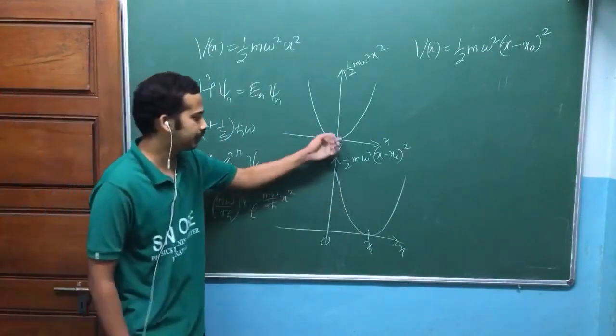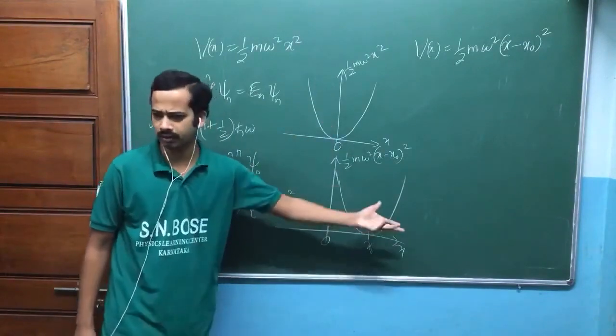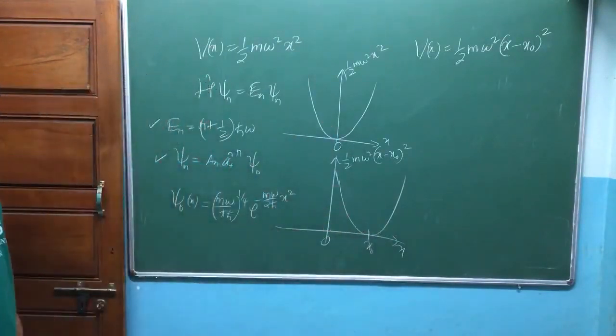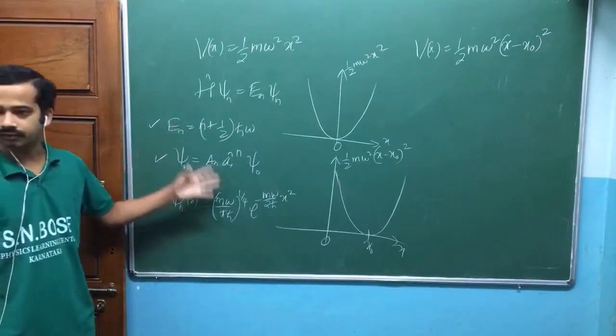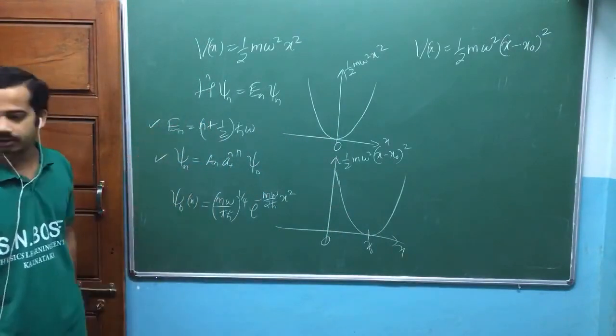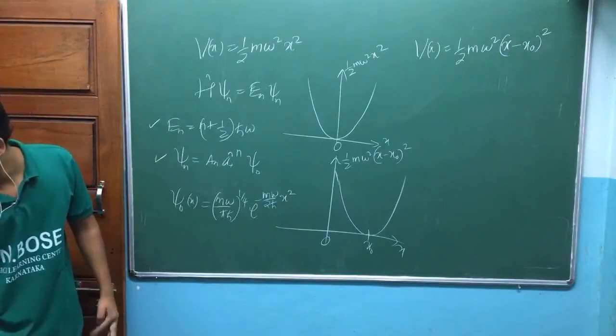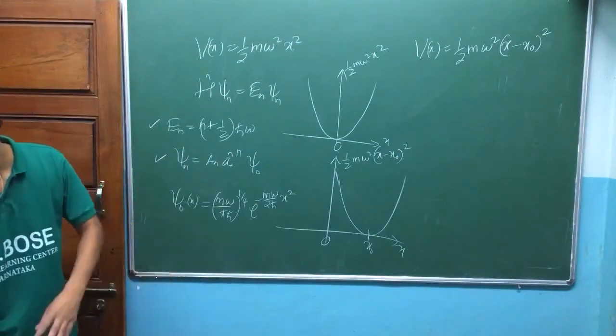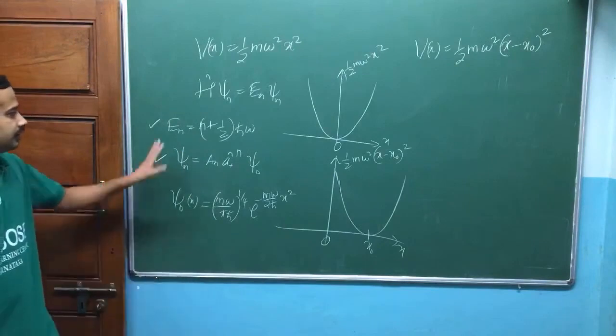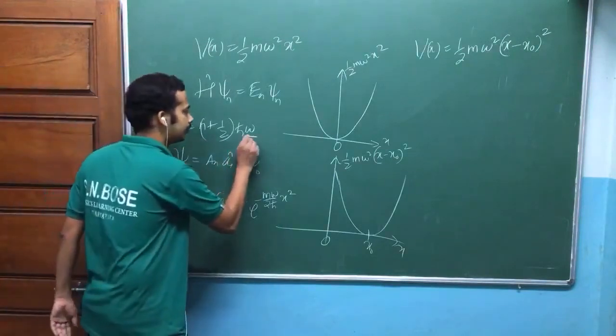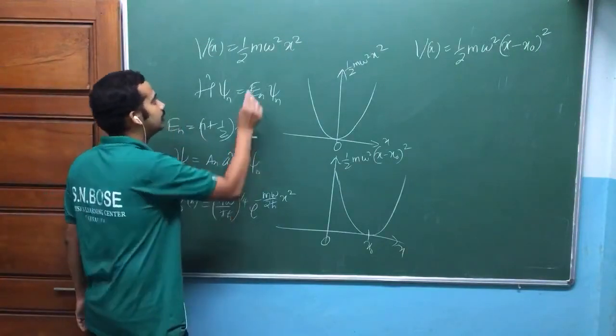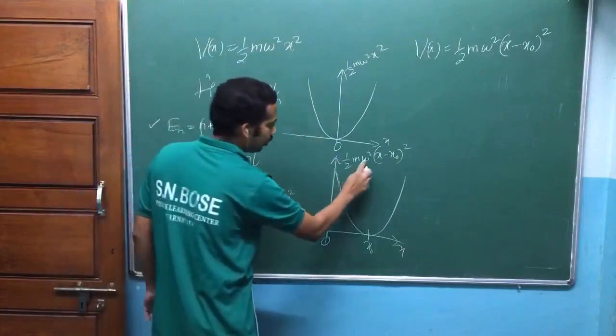Here it will be even and odd. Here it will be neither even nor odd, isn't it? You will get that situation. But energy will not change. Energy, which is a physical quantity, should never depend on the choice of coordinate. Is that okay? Energy depends on one parameter, that is omega. This omega.